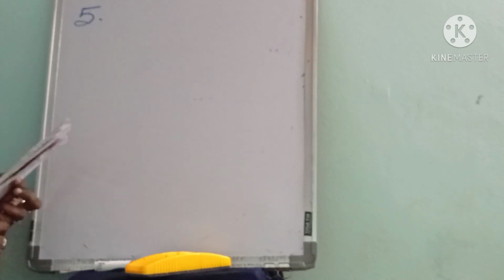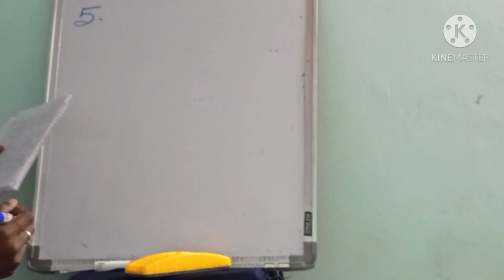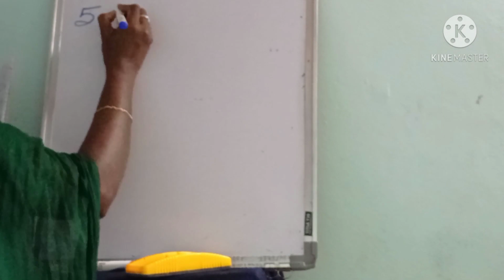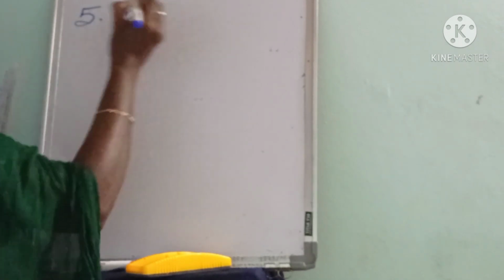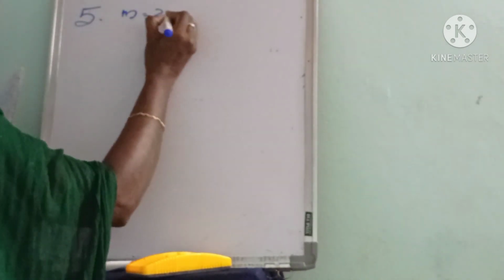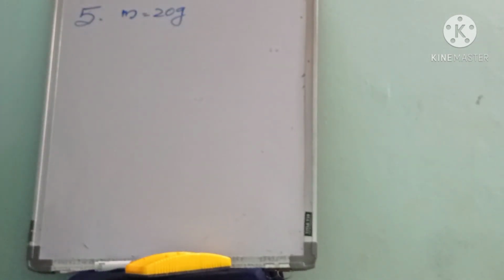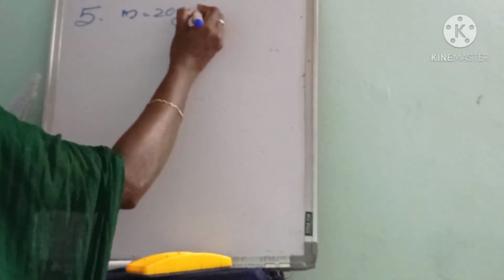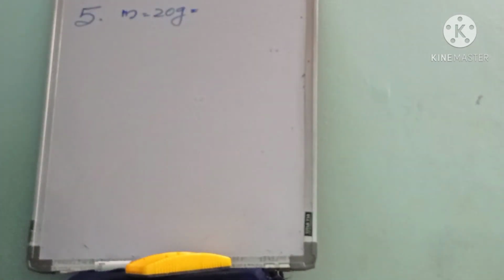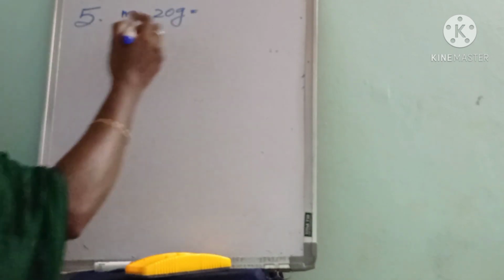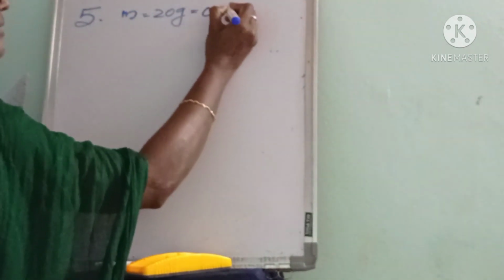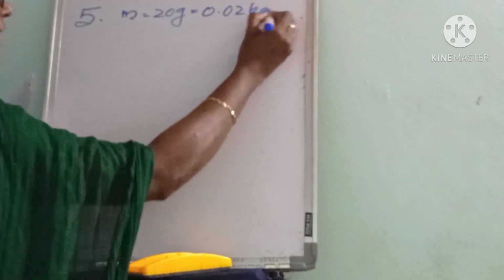Listen to it. Here, a bullet of mass 20 gram. The mass of the bullet is represented by small m, and it is 20 gram. Here the mass is given in gram, so we have to convert it into kilogram. How can we convert gram into kilogram? Dividing by 1000. So we get 0.02 kilogram.